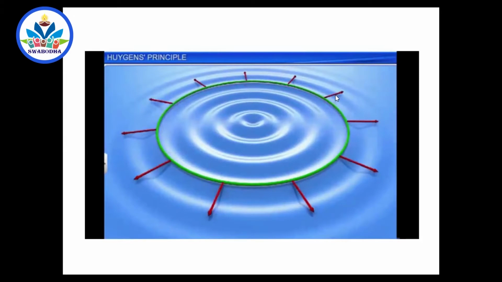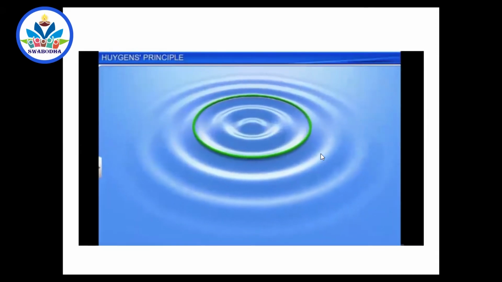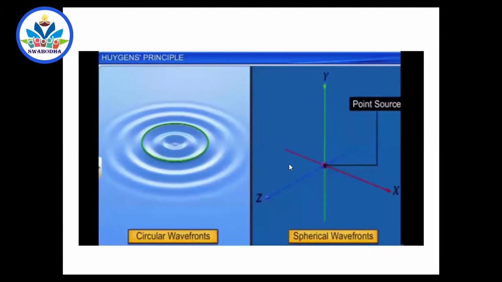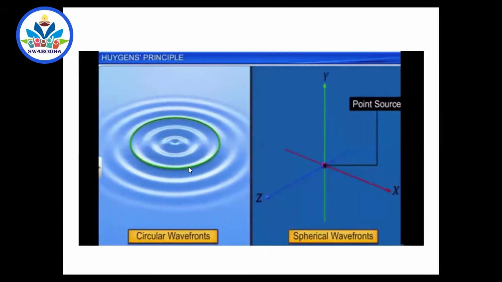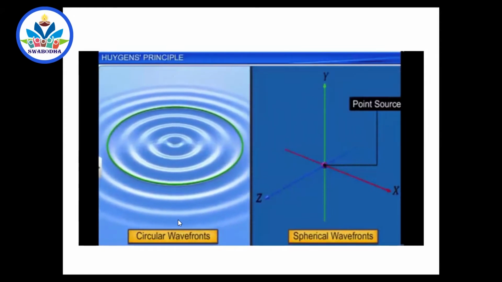In the case of light, you can call this a ray, the direction in which light travels, and this you can call the wavefront. Okay. Now, if you analyze it in a much more detailed way, it will be like this. In a water ripple, it is a circular wavefront, right? Because the water ripple doesn't move in and out of the water. It is only on the surface.